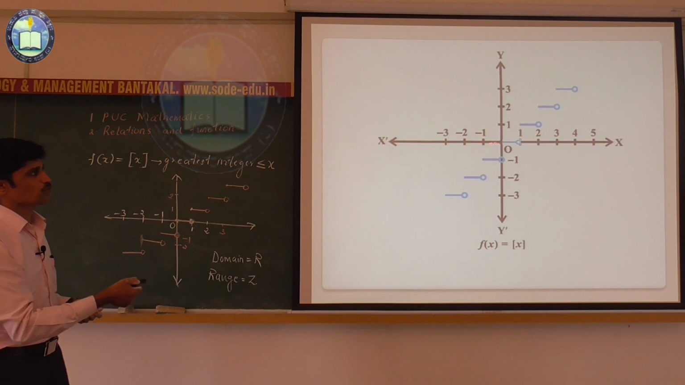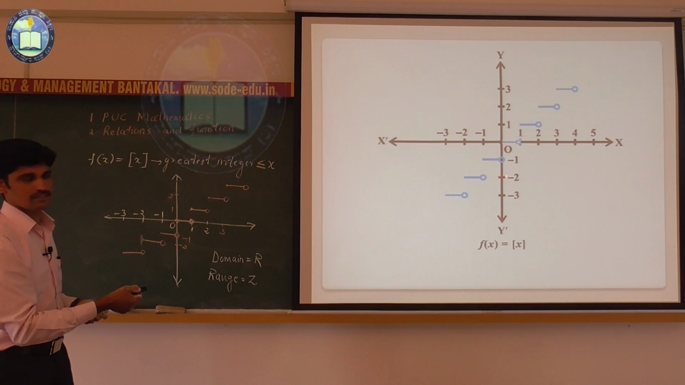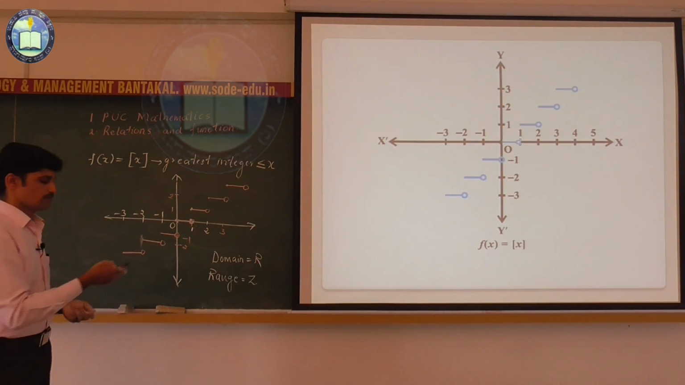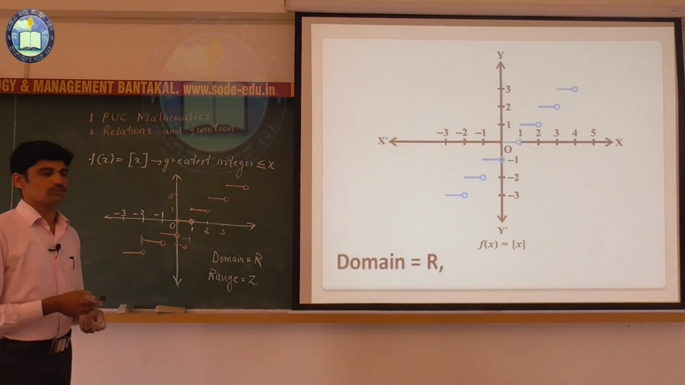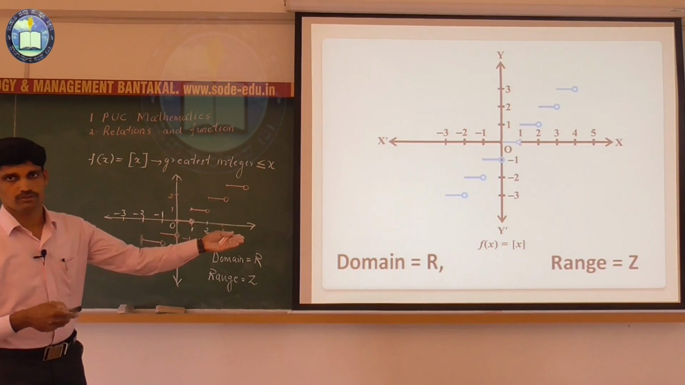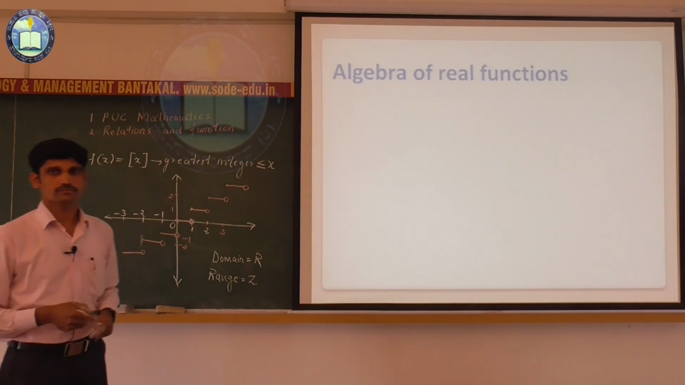Here also, between minus 1 and 0, it takes the value minus 1, but it is not so when x equals 0. Between minus 2 and minus 1, it takes the value minus 2, the greatest integer less than or equal to that. But when x equals minus 1, minus 2 is not the answer; it is actually minus 1, and so on. This is called the greatest integer function. Its domain is the set of real numbers, and its range is the set of integers.